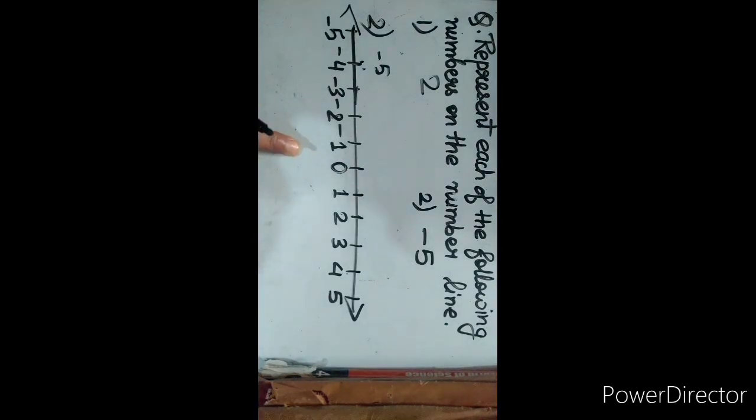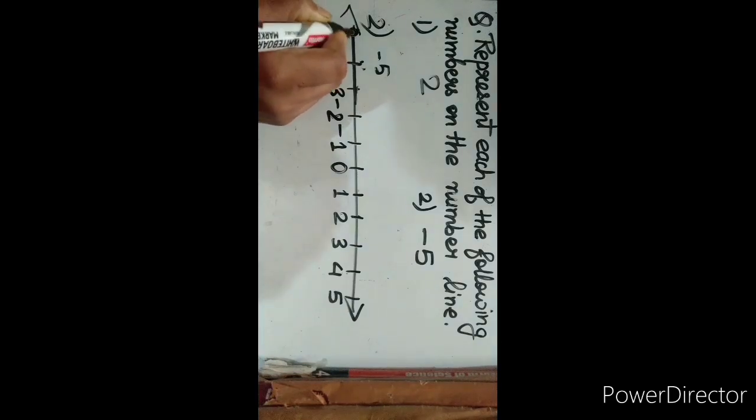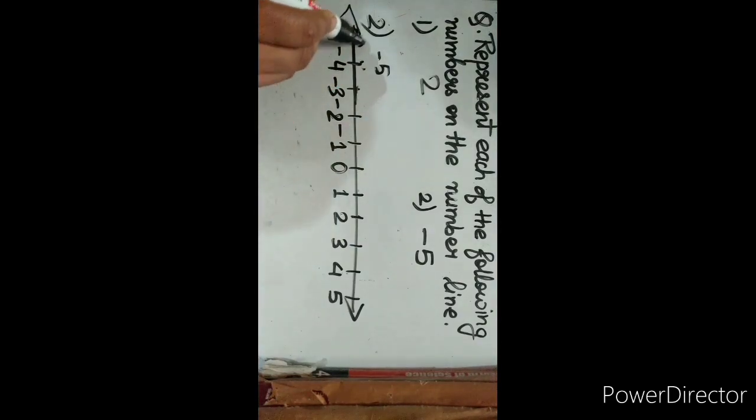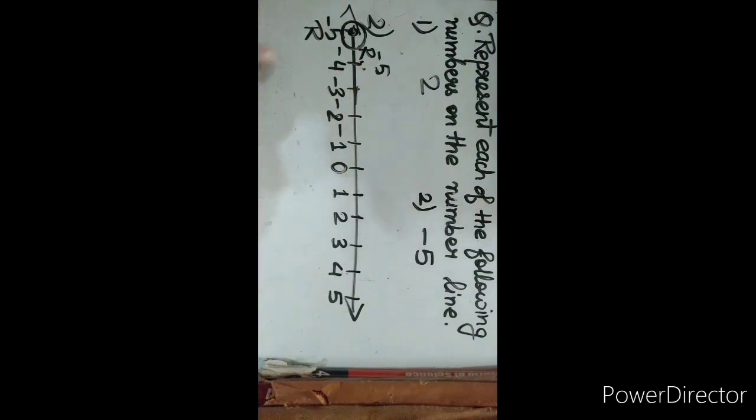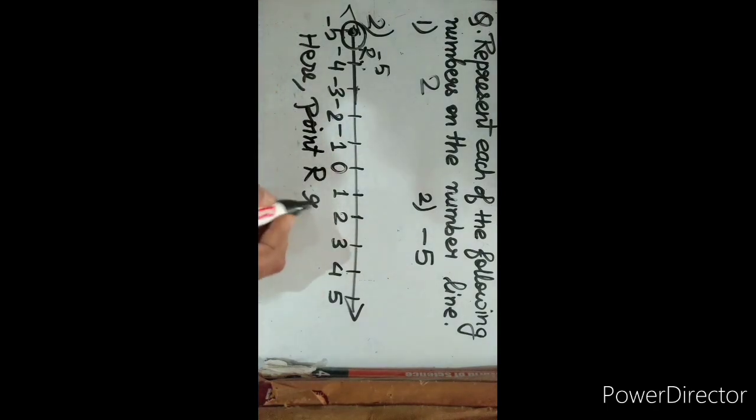In this number line, this point represents -5. So circle it and write any letter of the English alphabet such as R. You have to write R above it. After that you have to write here: point R represents -5.